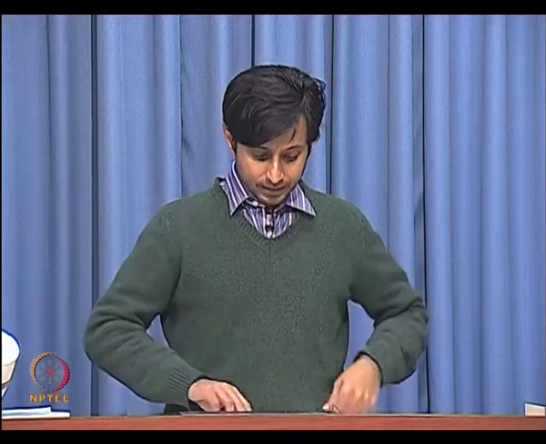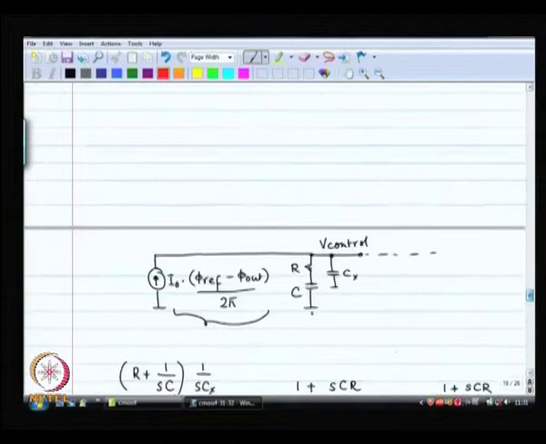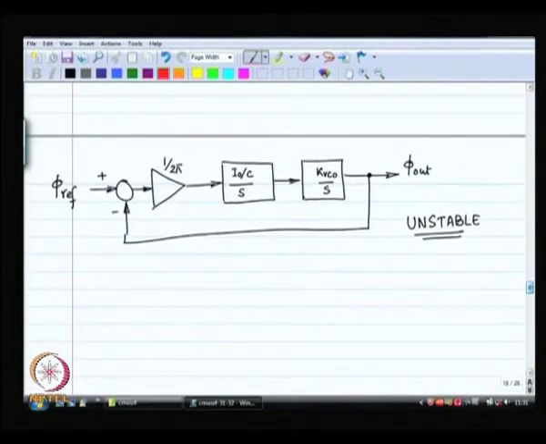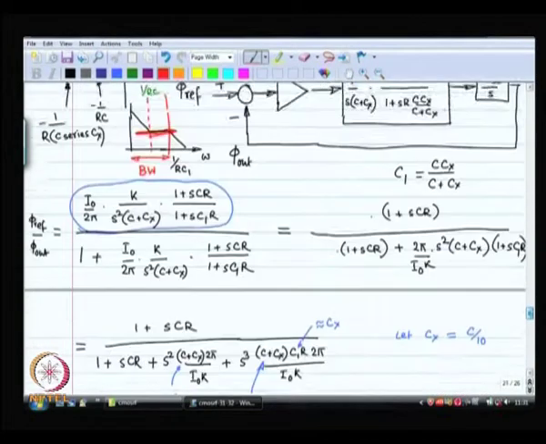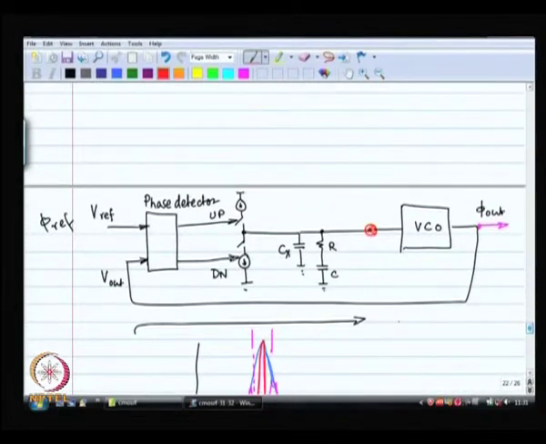Why? Because if I put an impulse, think about it over here. If I put some sort of, so phi ref is a ramp, but suppose I have a step on top of the ramp.